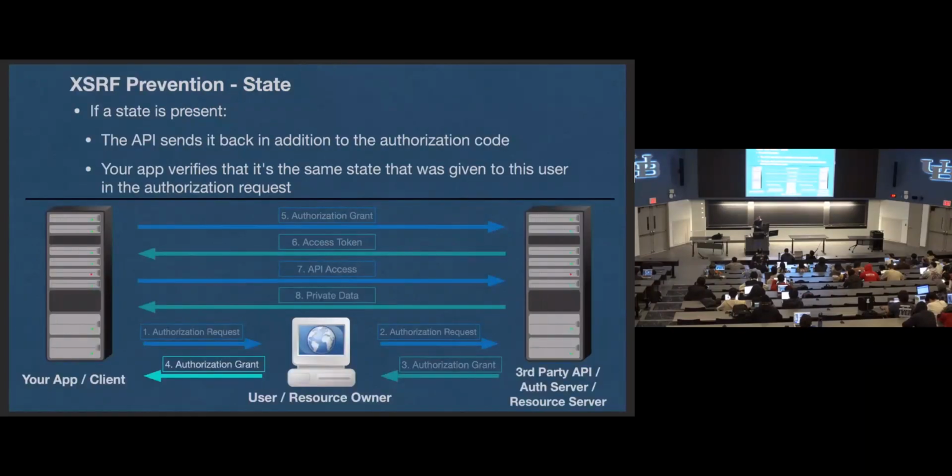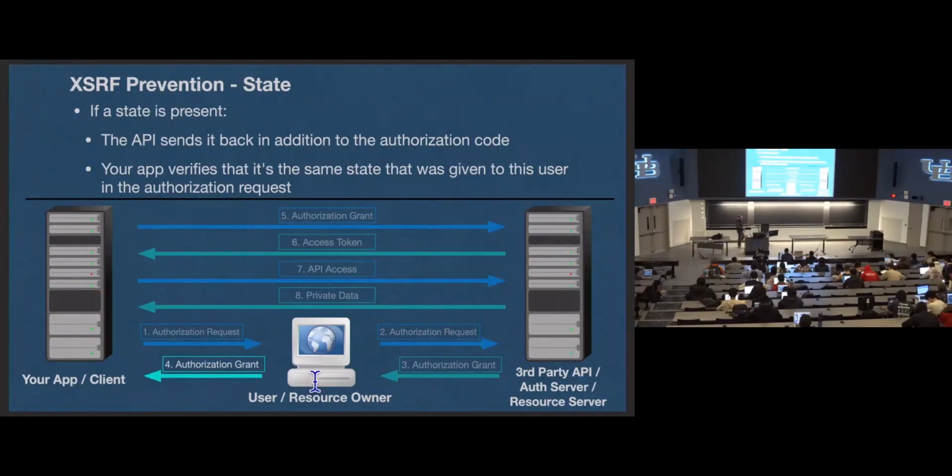User goes through the process. The API will support this state thing. And when we get the authorization grant, they're going to give us that same exact state back. Now we can verify, did we get the same state back from this request? And was it the state that we gave this user? If we're using cookies to track this user, we can make sure, is this the hash of that token, or is it just a random value and I have another way of verifying that I gave this value to this specific user?